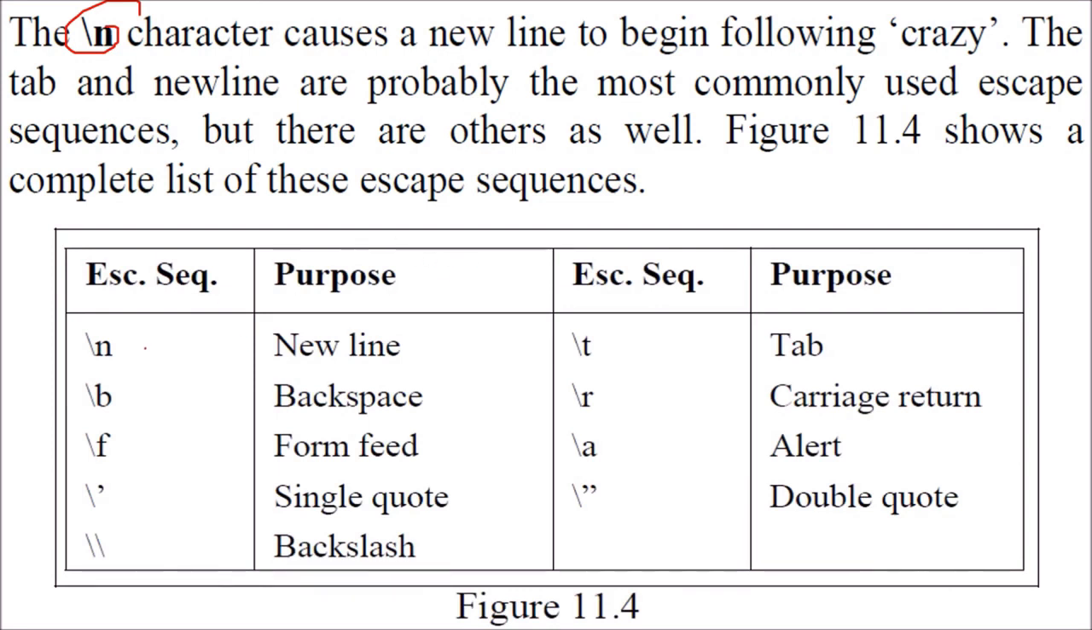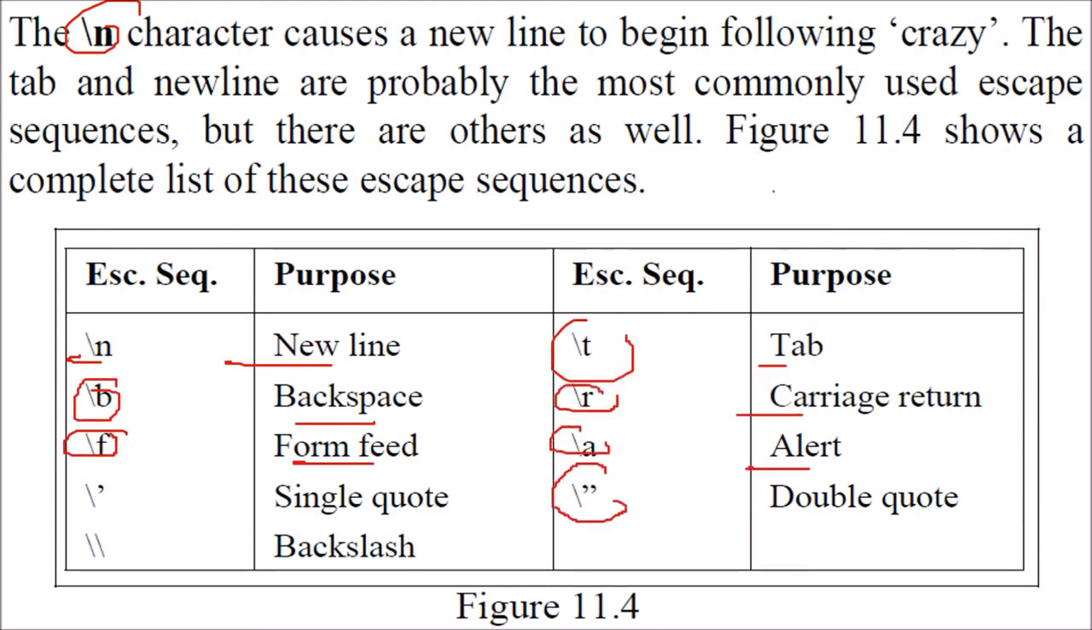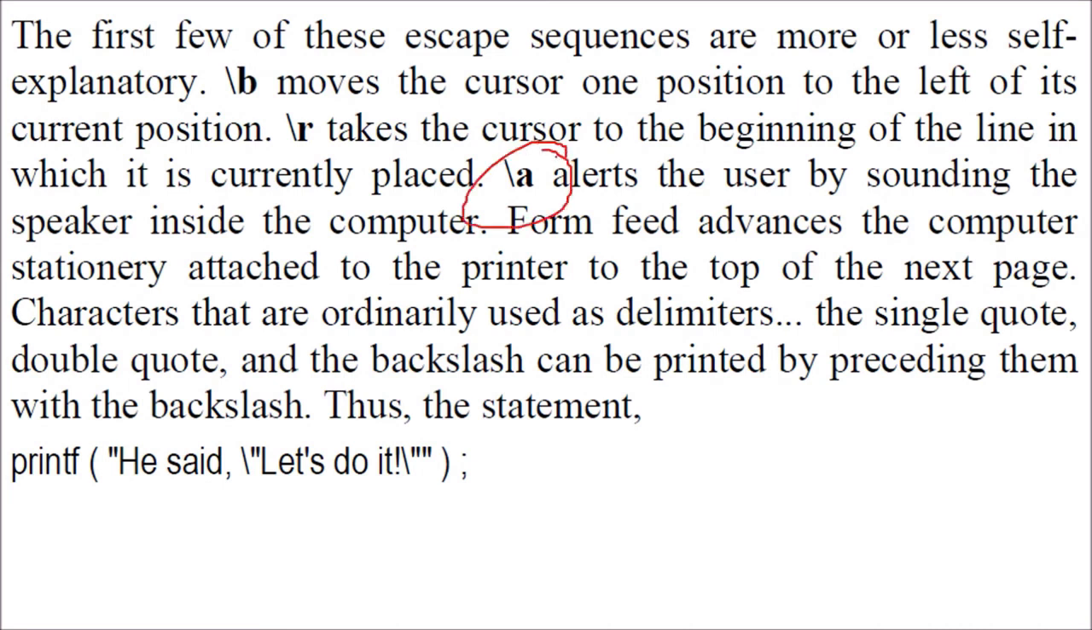Let me give you an idea. \n is for new line. If you want to apply backspace, \b, form feed \f, \t for tab, \r for carriage return, \a for alert. And single quotes and double quotes are reserved in C. So if you really want to print a single quote or double quote, you have to put a backslash before it, like this. Especially the backslash is also reserved; for that you have to give a double backslash. If you want to just give a beep, say \a. \r will take the cursor to the beginning of the line.